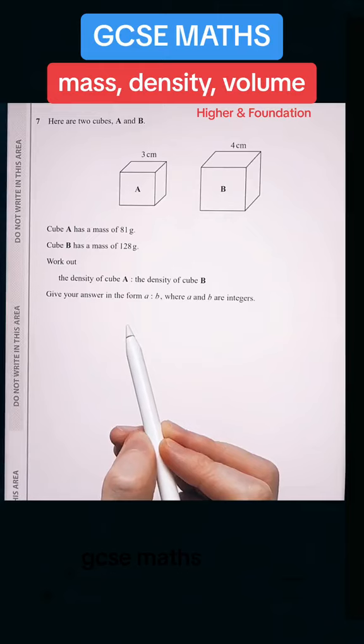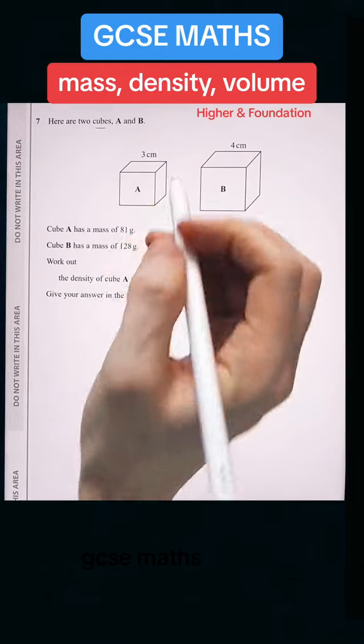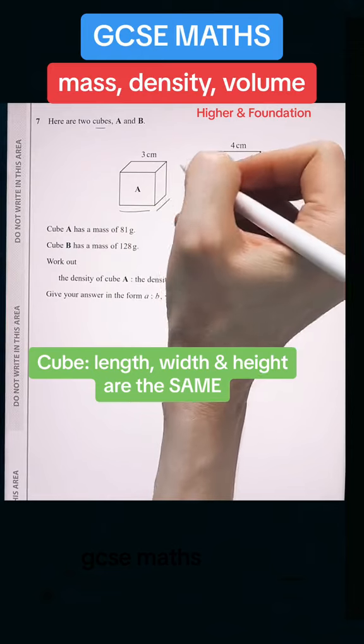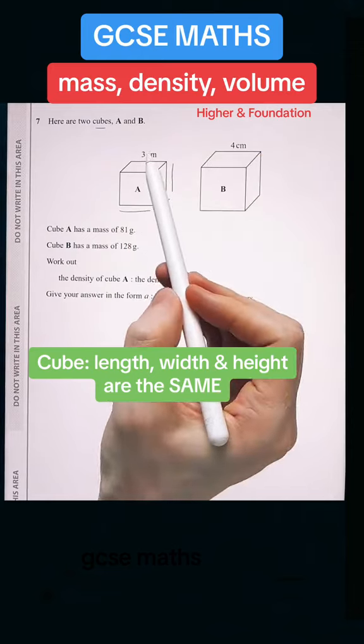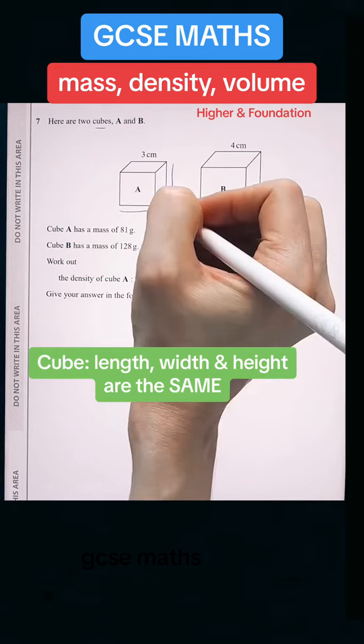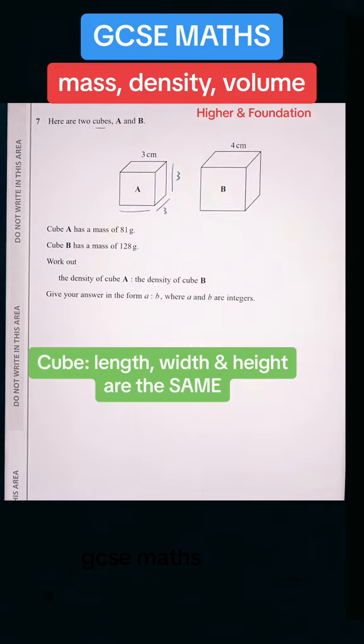Here are two cubes, A and B. As we're told they're cubes, we know the length, the width and the height are all the same. So for cube A, we're told the length is 3 centimeters, therefore the width is also 3 centimeters and the height is also 3 centimeters.